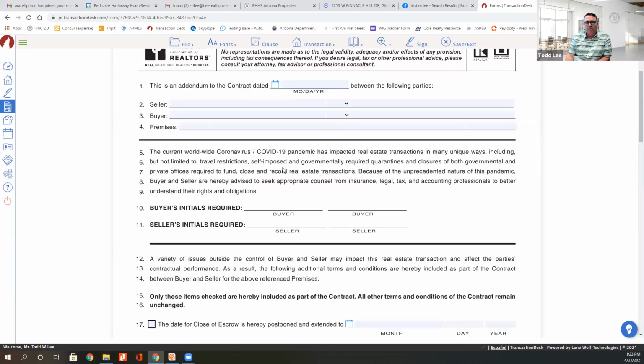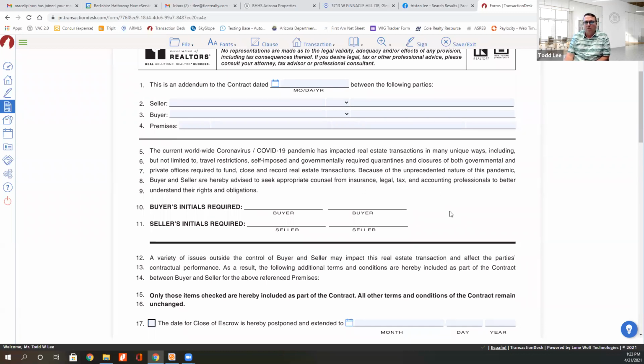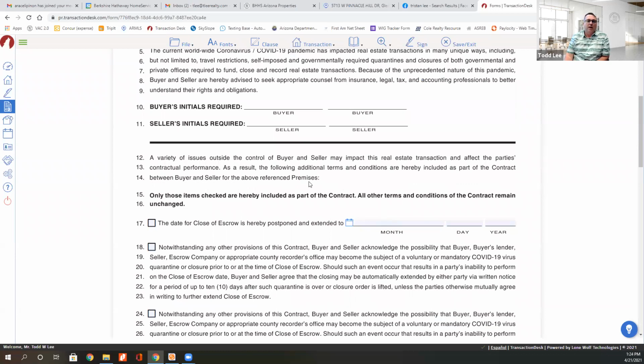The current worldwide virus pandemic has impacted real estate in many ways, including but not limited to travel, self-imposed and governmentally required quarantines, and closure of both governmental and private offices required to fund, close, and record real estate transactions. Because of the unprecedented nature, buyer and seller are hereby advised to seek appropriate counsel from insurance, legal, tax, and accounting professionals to better understand obligations. So that piece is good there.